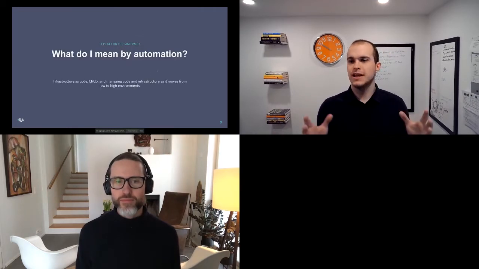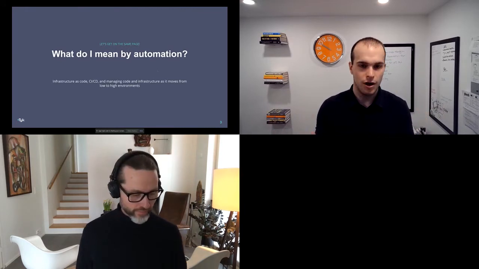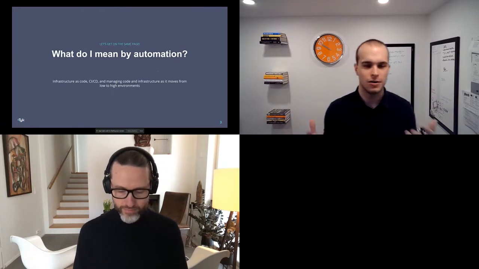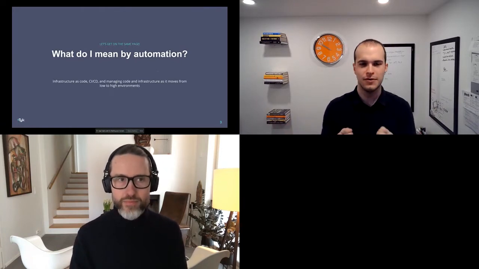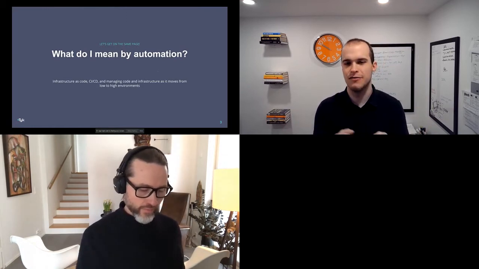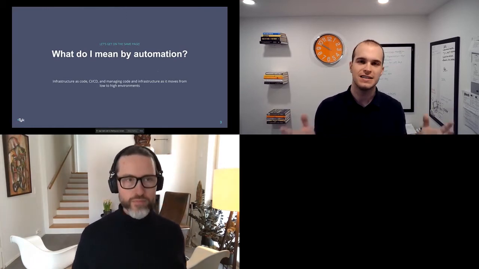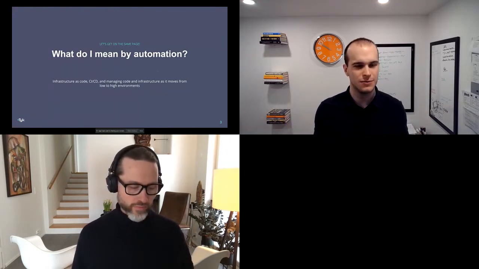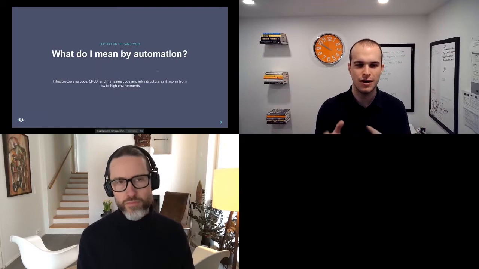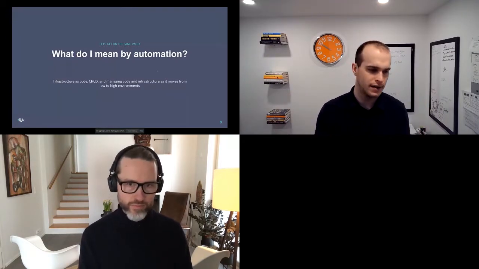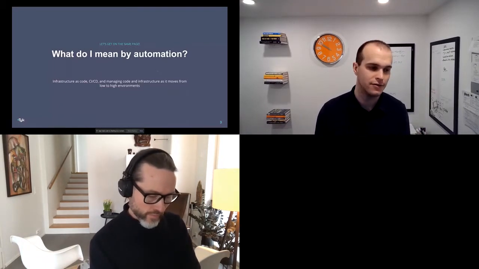So the first thing that I want to be very straightforward on is, what do I mean by automation, or what should we be thinking about when it comes to automation and API management? What I'm talking about specifically is infrastructure as code, CI/CD stuff, and managing code and infrastructure as it moves from lower to higher environments. So we're not talking about unit testing, we're not talking about regression testing, we're talking mainly about infrastructure as code and configuring API management in that perspective.